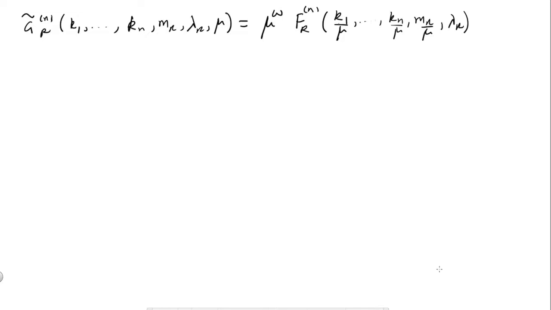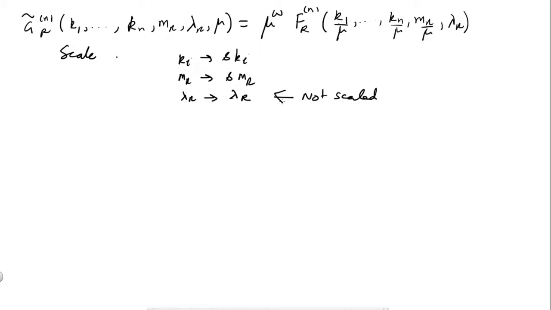Okay. Now, what I want to do is scale each of the dimensionful objects here, like k1, k2, all of this, by a scale s. So I will scale each of these objects in the argument. Each ki, I will make s times ki, where s is some number like 10, 100, 1000, 100,000, whatever. And m_r also I will scale. Lambda_r I will not scale because it is dimensionless. And mu of course I will scale. So I'm just scaling everything.